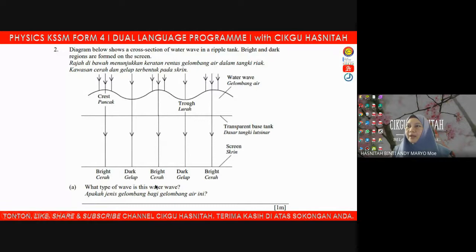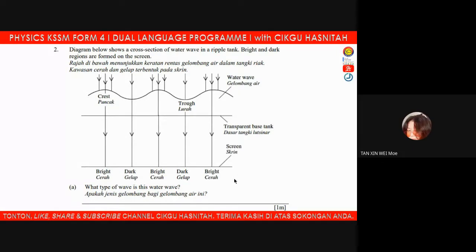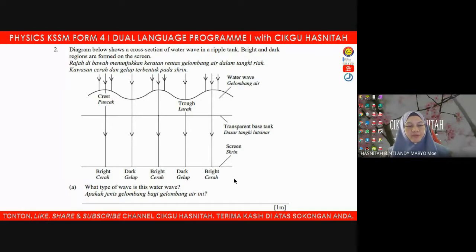So the first question is, what type of wave is water wave? We have transverse and longitudinal, right? Yes, water wave is transverse. You can see there is a crest and there is a trough. It is a transverse wave where the particles vibrate perpendicularly to the direction of propagation of the wave.